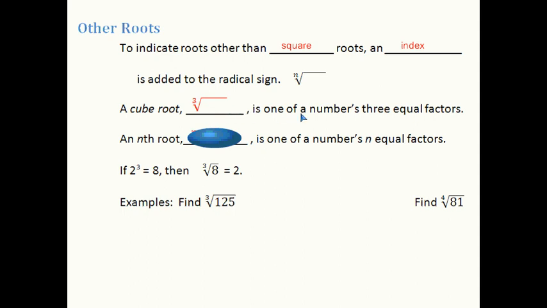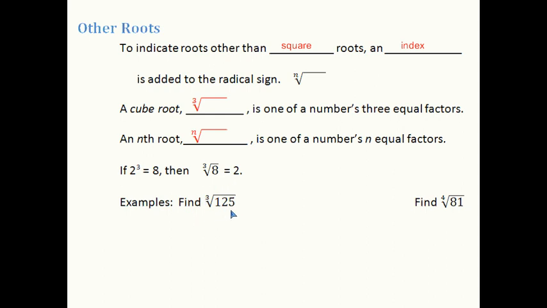which would look like this. It's one of a number's 3 equal factors. So you're thinking what multiplied times itself 3 times would give you the radicand, the part that would be under the radical sign. And then really we can put any number there. We could have a 4 or a 5 or a 6. So since 2 cubed is 8, we know the cubed root of 8 is 2, because this is asking what times itself 3 times will give me 8, and we know that's 2 times 2 times 2.